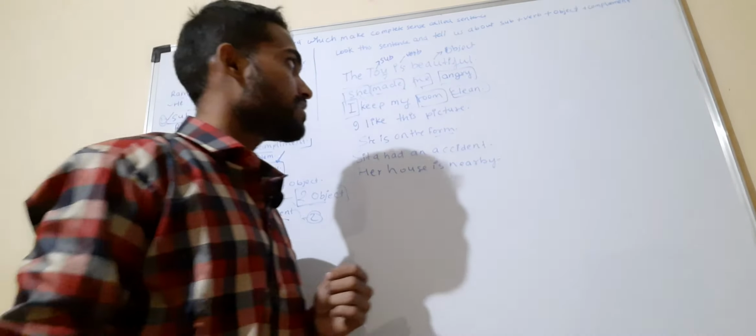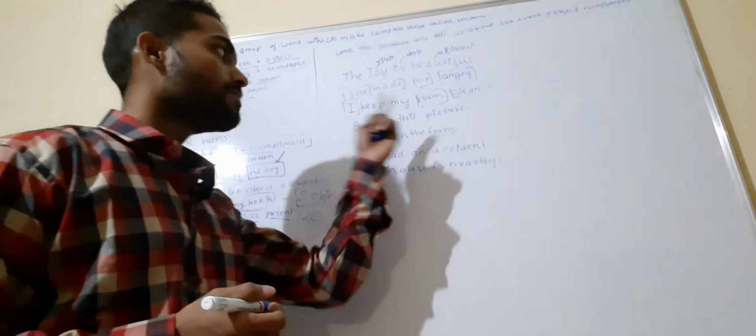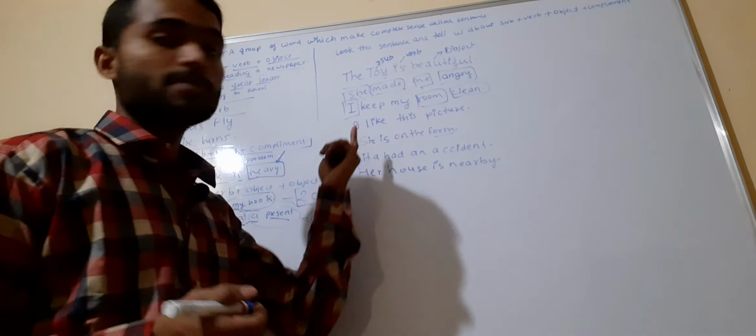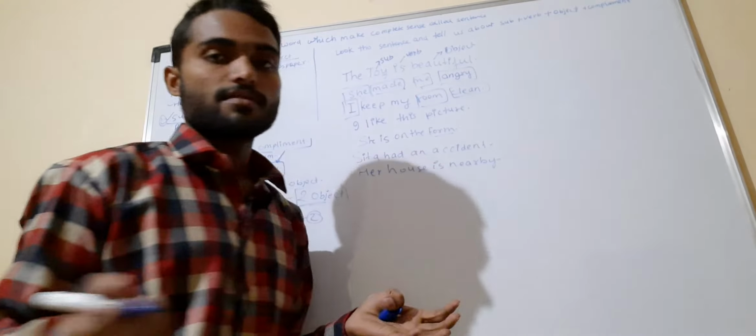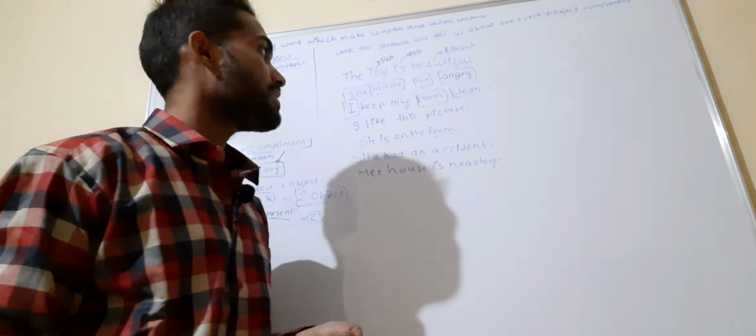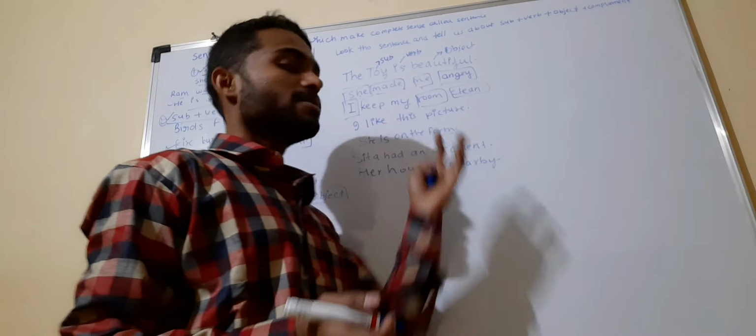Okay, we have two objects here also. I like this picture. So what is this? I is a subject here, and like is a verb here, the first form of the verb. This book picture, this one is an object.